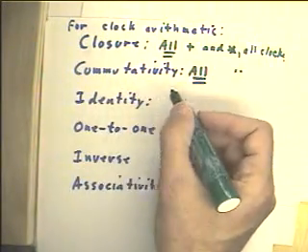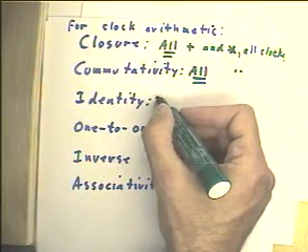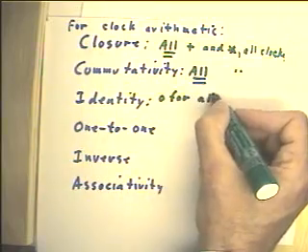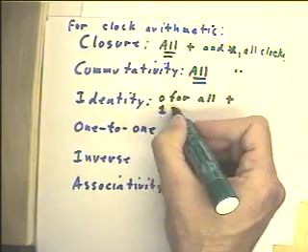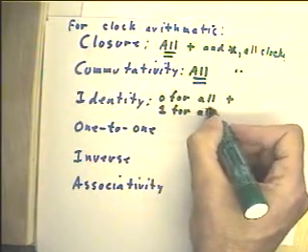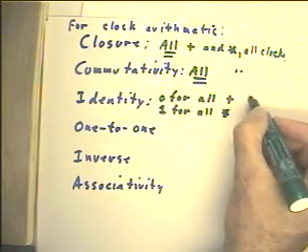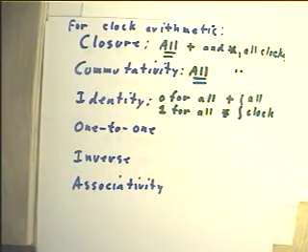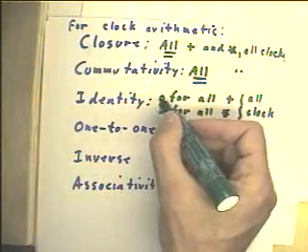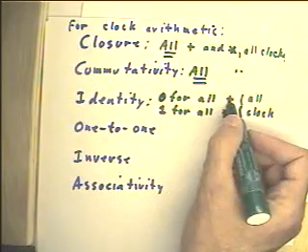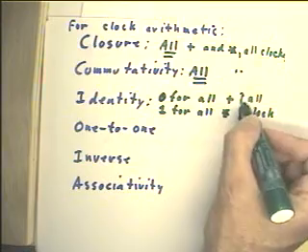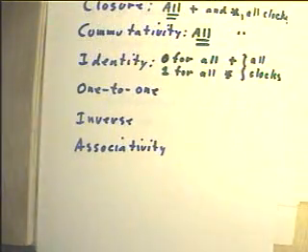The identity is always zero for the addition, 1 for all multiplication. This works on all clocks again. Again, the 0, when you put it together with something on addition, doesn't change that thing, and a 1 on multiplication doesn't change that thing. So in all clocks, you have these identities.